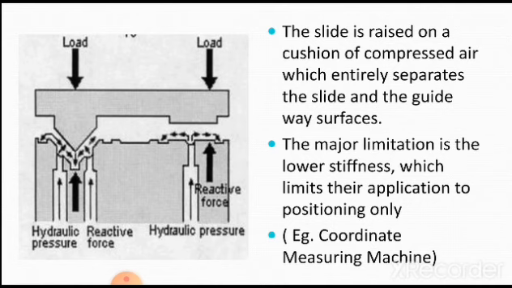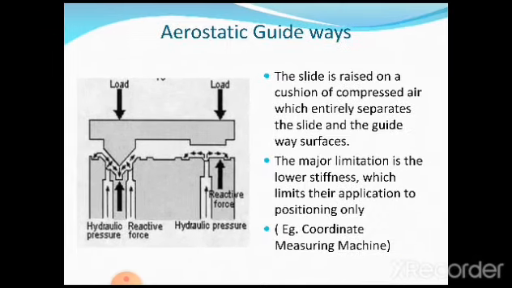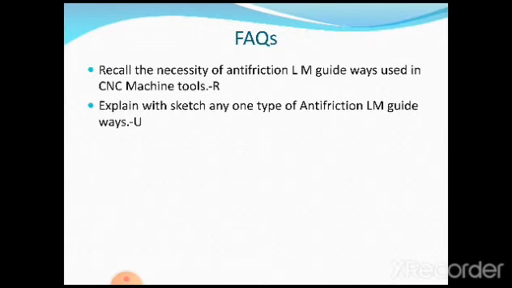You might ask, what is a coordinate measuring machine? It is a machine which measures the different coordinate values of a given workpiece. I want to measure the dimensions automatically. So in such cases, for positioning purposes, such guideways, known as aerostatic guideways, can be used.